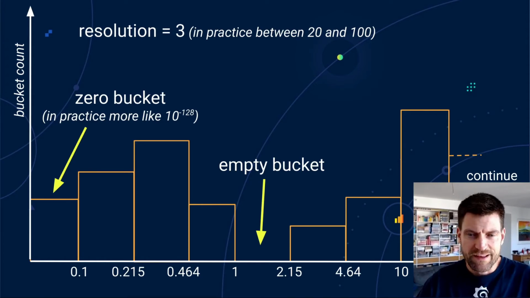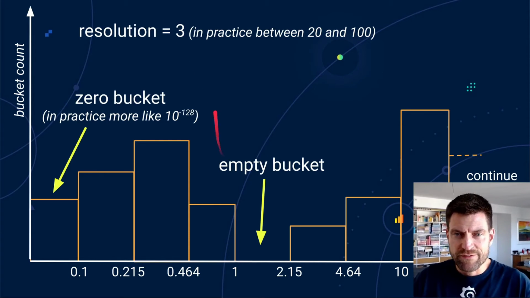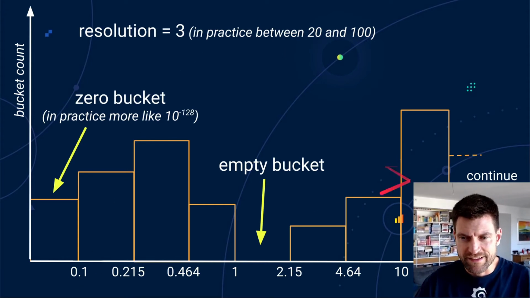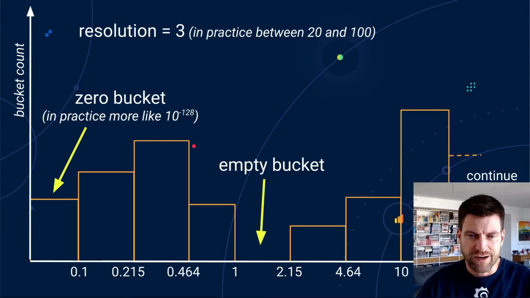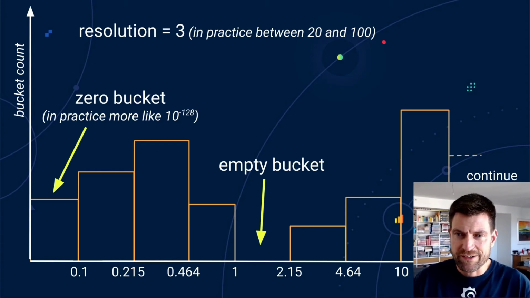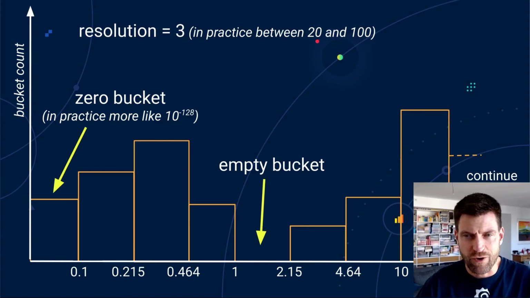You can represent them in different ways. This is the one I chose for an experiment. The idea here is that you specify the resolution of the histogram by saying how many buckets there are for every power of 10. In this little picture, I used 3 because I didn't want to draw hundreds of buckets. In practice, this will be somewhere between 20 and 100. 100 will be super high resolution and 20 will be an okay resolution. I just had 3 here.